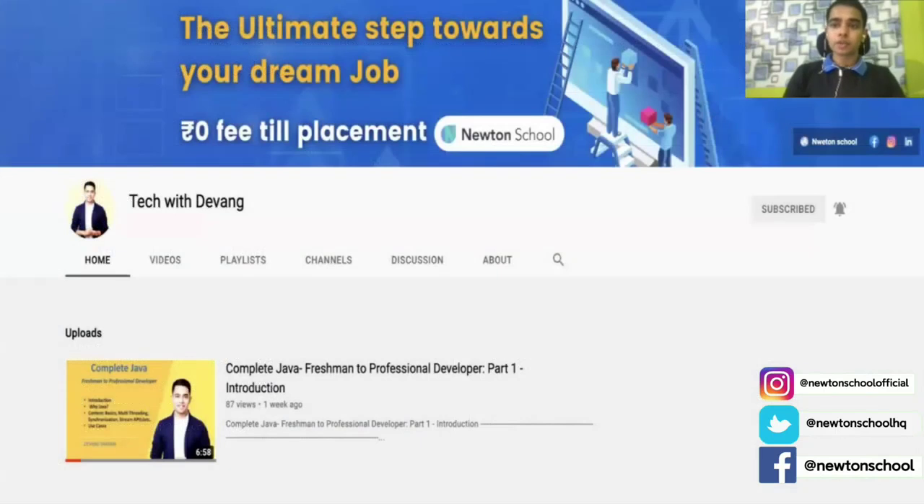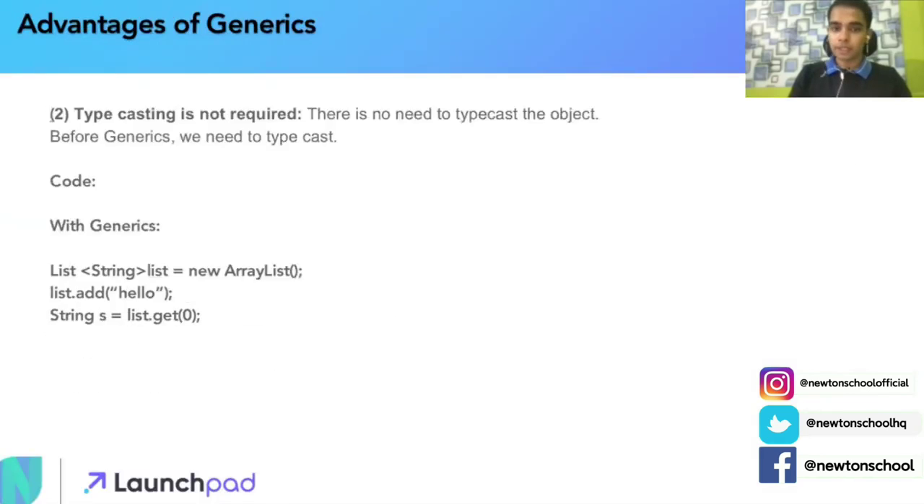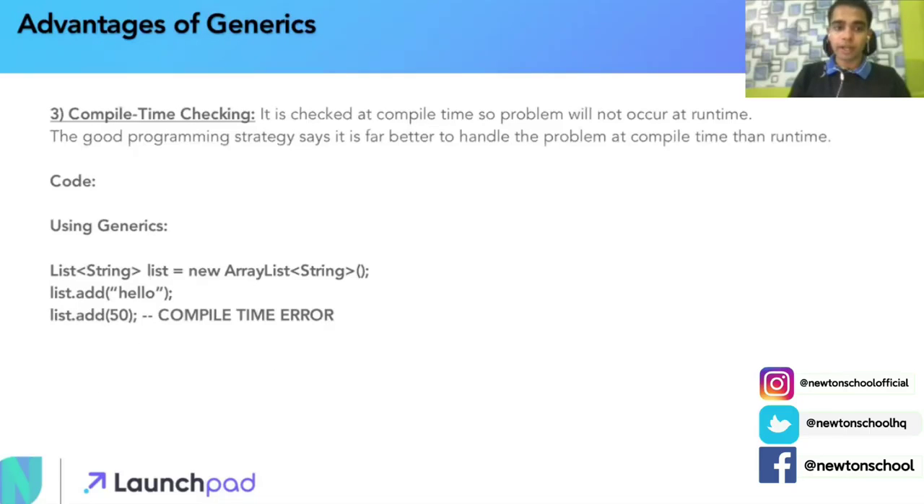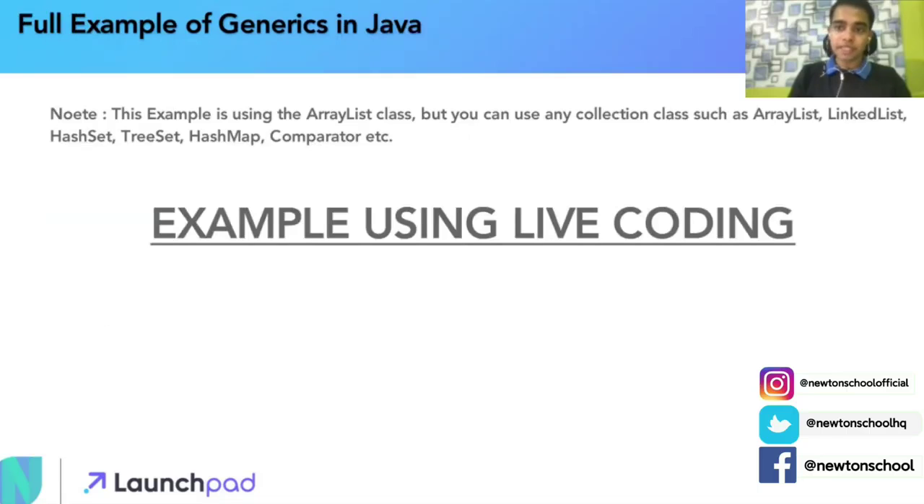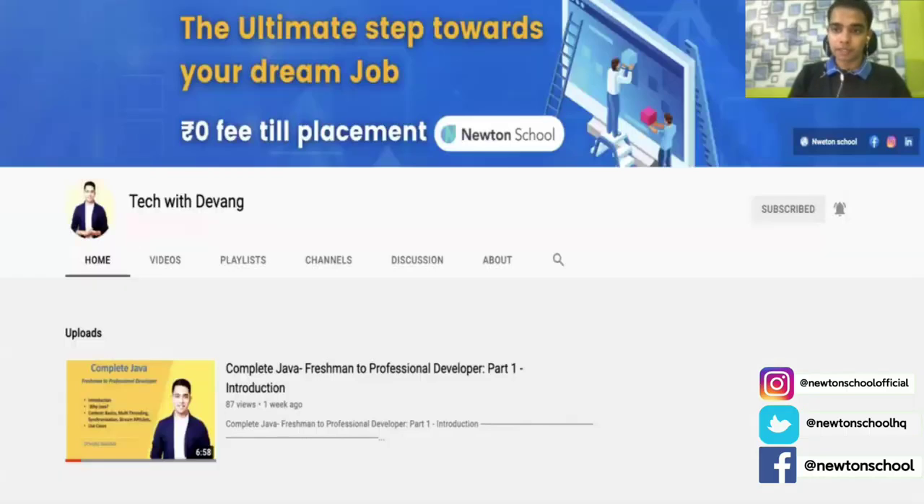Hope you guys have understood the use case of generics in Java. The advantages they provide are type safety, typecasting not being required, and compile time checking. We have seen that with a live example as well. I hope you are clear about why we need generics in Java and what problems generics solve. In the next video, we're going to talk about generic classes and generic methods.